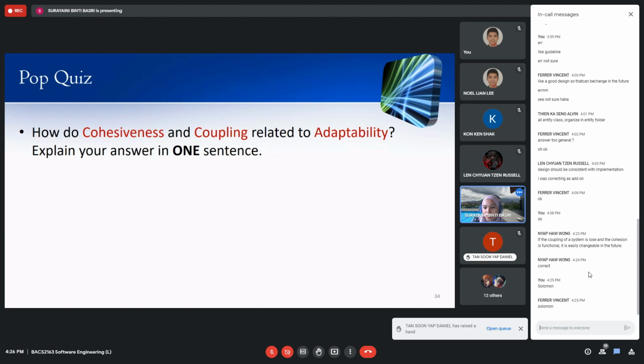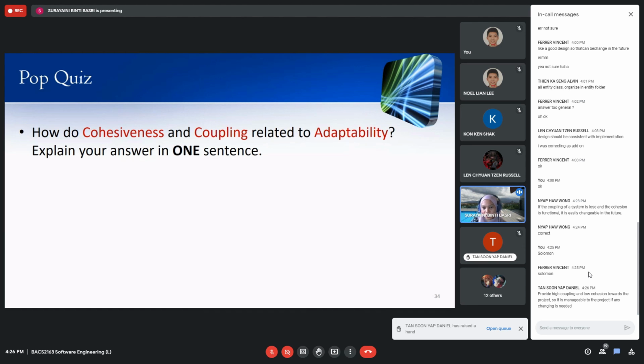Okay, so Daniel already has an answer: provide high coupling and low cohesion towards the project, so it is manageable if any change is needed. Okay, so Daniel, it is actually not really correct. It is incorrect, because high coupling is a no. It needs to have low coupling, but it actually needs to have high cohesion.